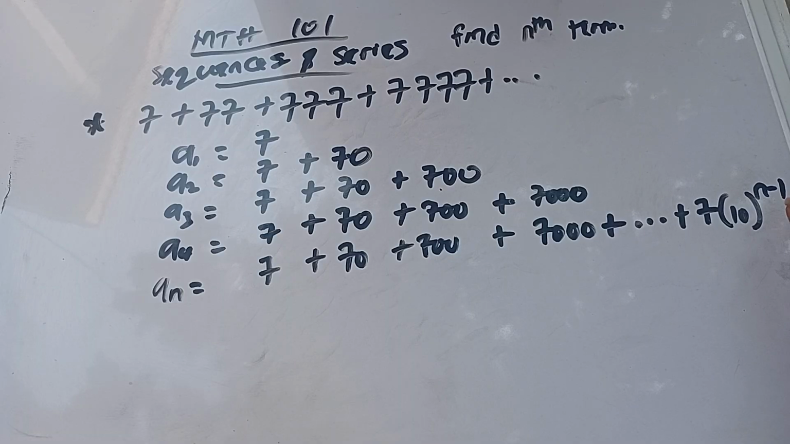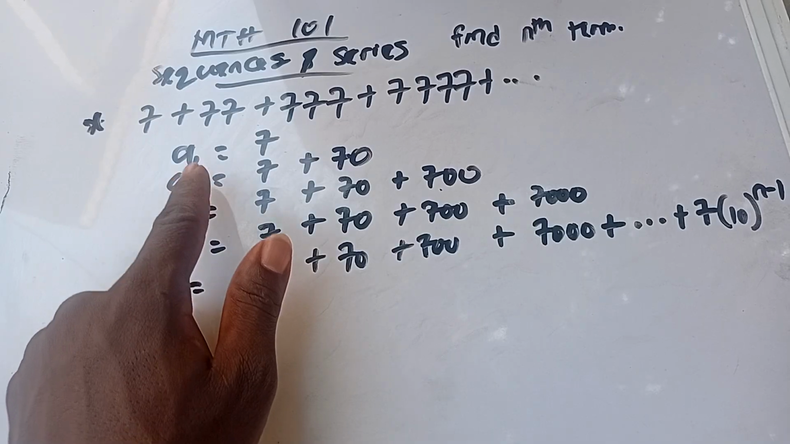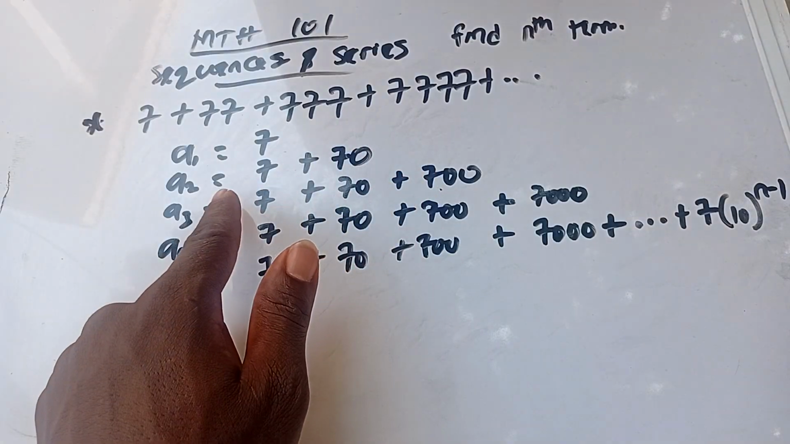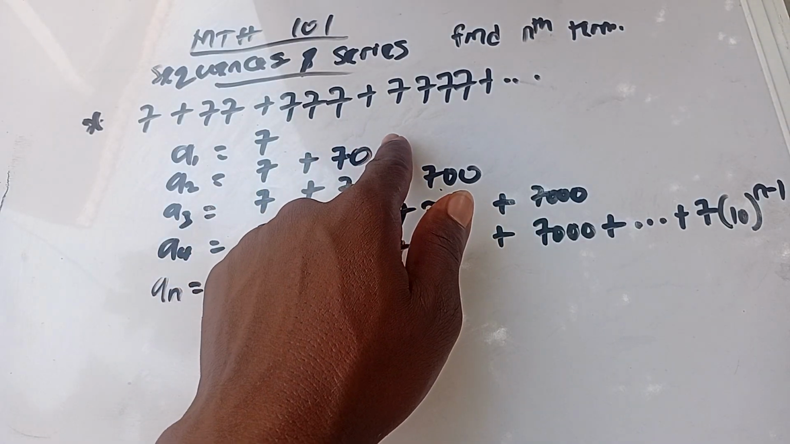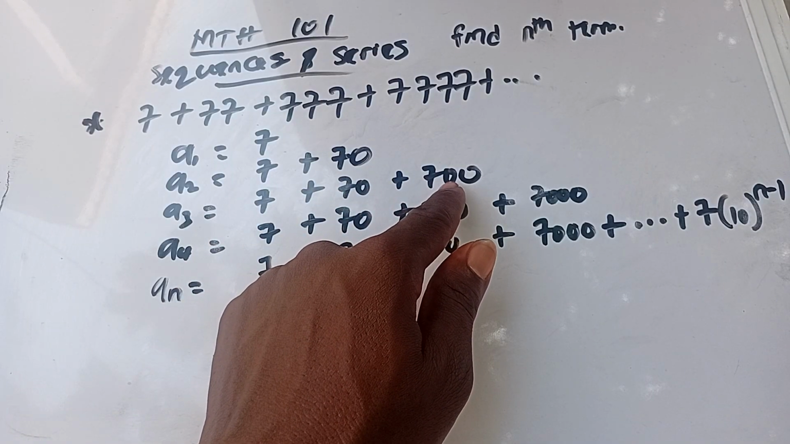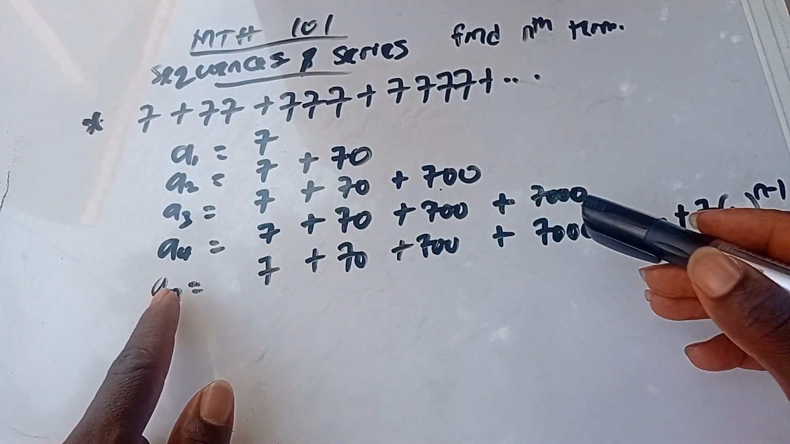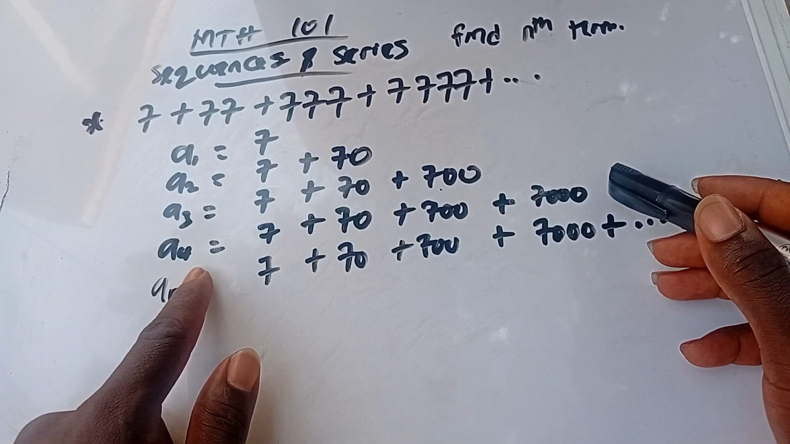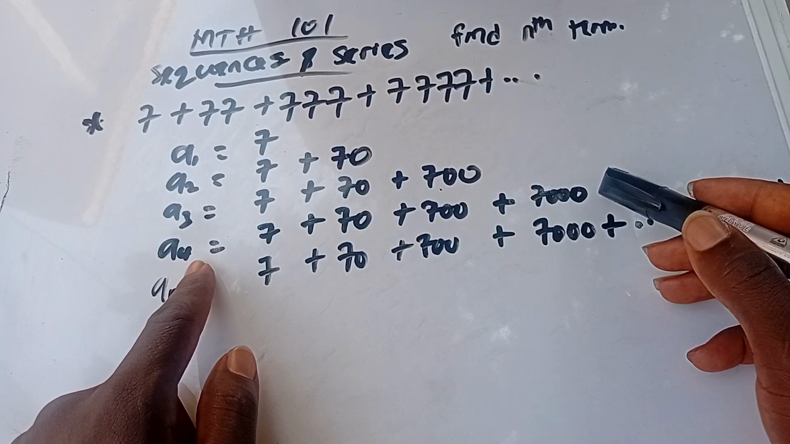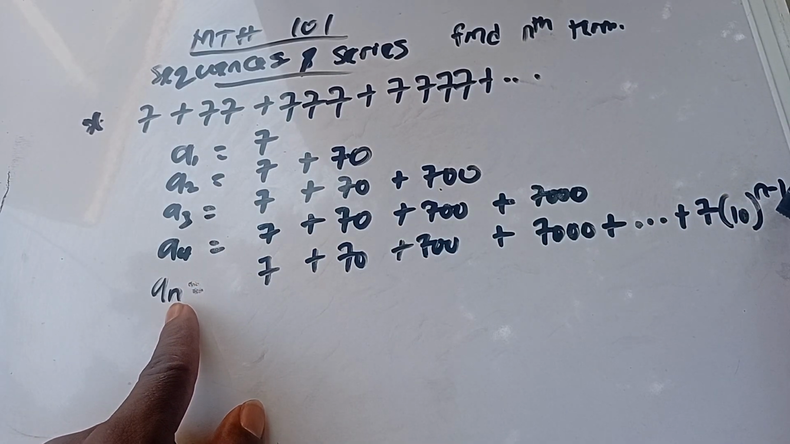Why n minus 1 and not n? Now listen, when you are at a1, if you want to multiply this by 10, it will carry a power of 0. When you are at a2, this will be 7 times 10 raised to power 1. At a3, 7 times 10 raised to power 2 will be 700, so the power of 10 will be 2 here for a3. a4 stops at 7 times 10 raised to power 3. So the last power is 1 less than the term number. For the nth term, the last power will be 1 less than n.